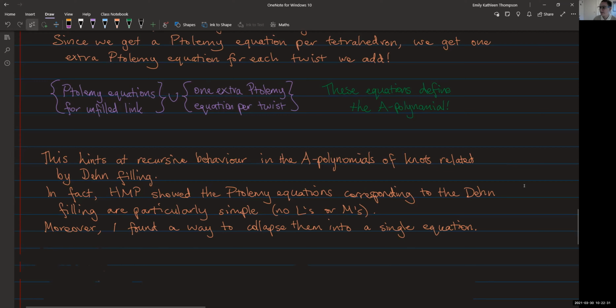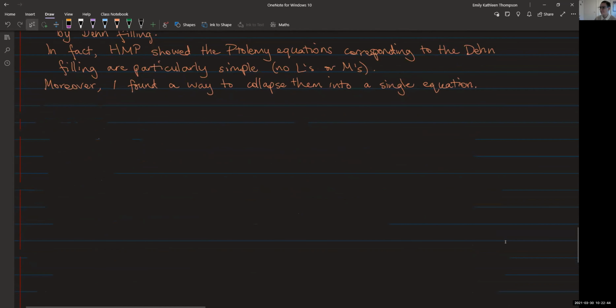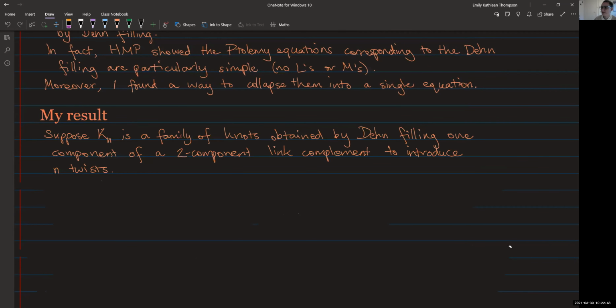So then where I come in is this set of equations that come from Dehn filling, you can actually collapse them into a single equation. So let me tell you more about that. Let's suppose we have a family of knots that are obtained by Dehn filling, so plugging in a solid torus into one component of a 2-component link. And we're going to introduce n twists.